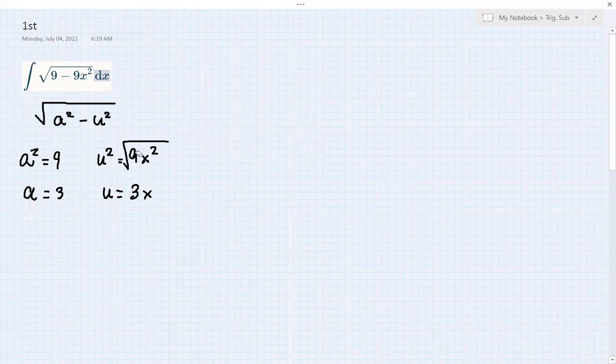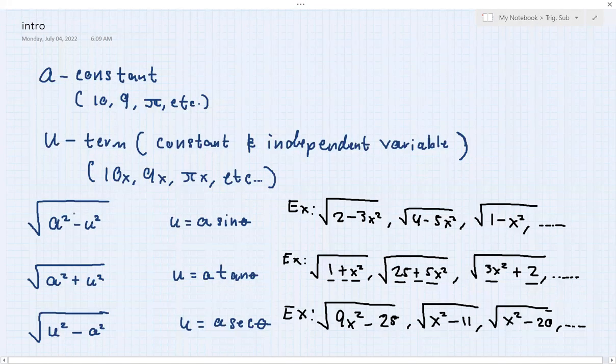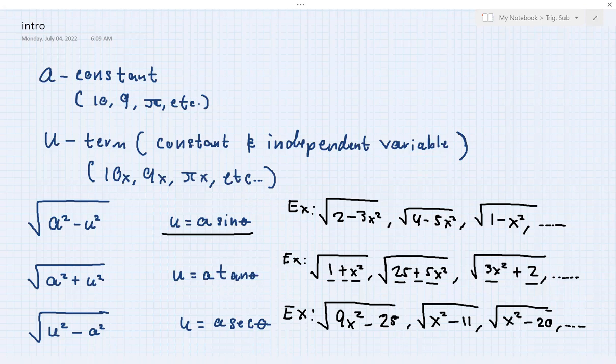Okay. Dito na tayo. Now that we found our a and u, we can now use the formula. Since, di ba, square root of a squared minus u squared ang format nito, anong gagamitin natin kapag ito ang format? Ang gagamitin natin ay u is equals to a times sine theta. Remember guys, square root of a squared minus u squared, use this one.